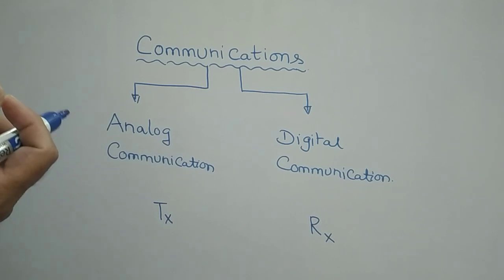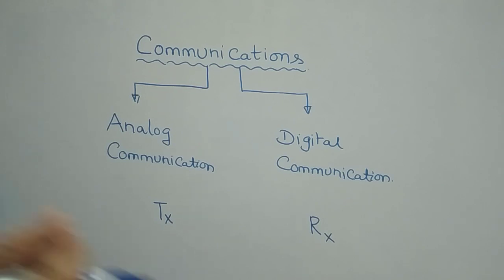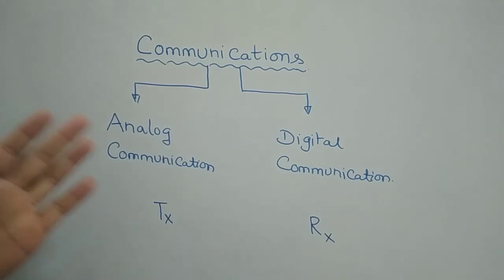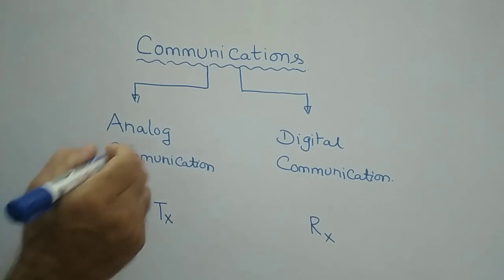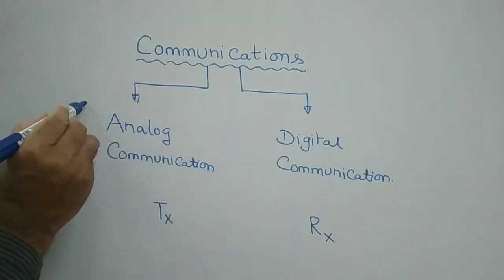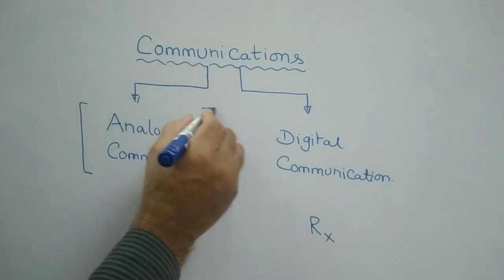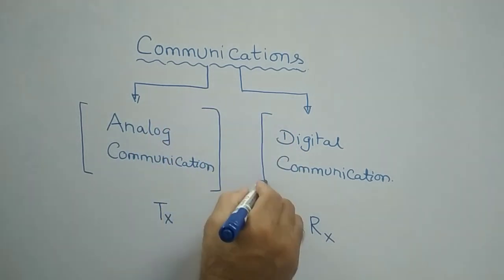As far as our communication subject is concerned, this will be covered under two categories: one is analog communication, and the second one is digital communication, right? Because the communication process takes place in basically two types of methods, or two procedures, of sending the information. Based on that, communication is divided into analog communication and digital communication.